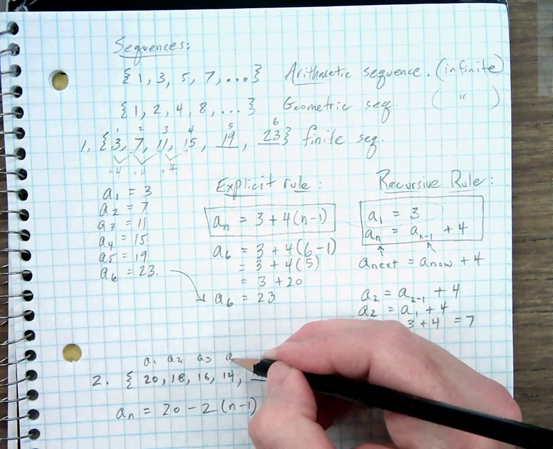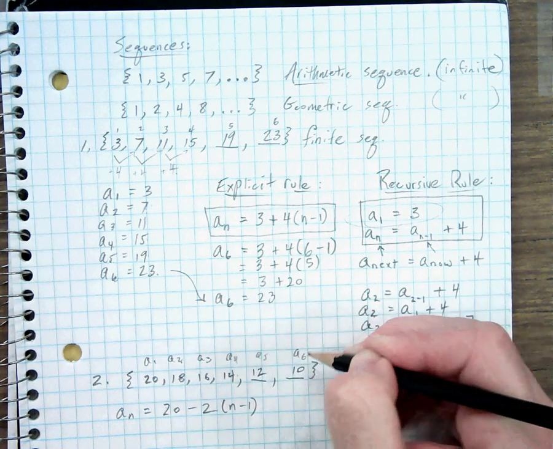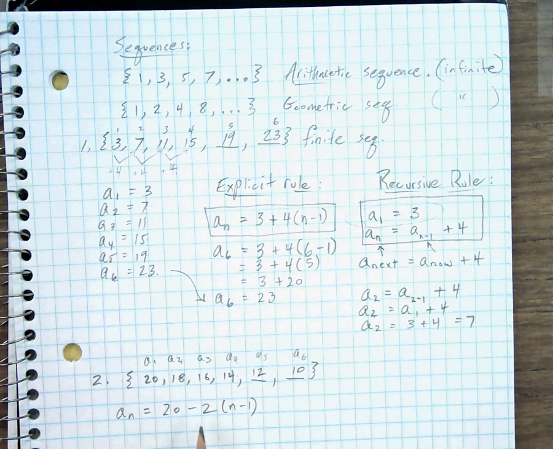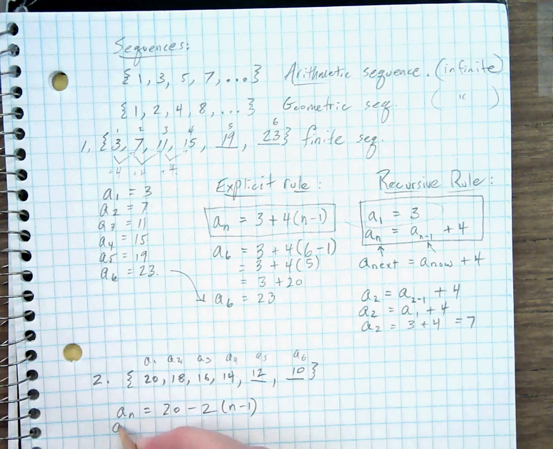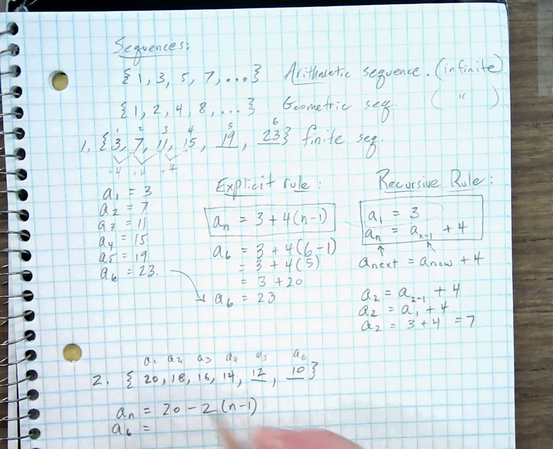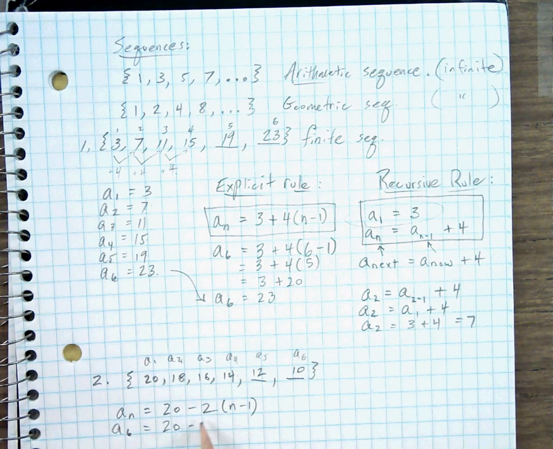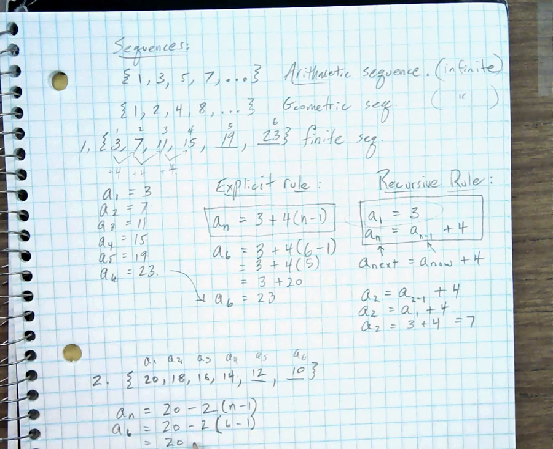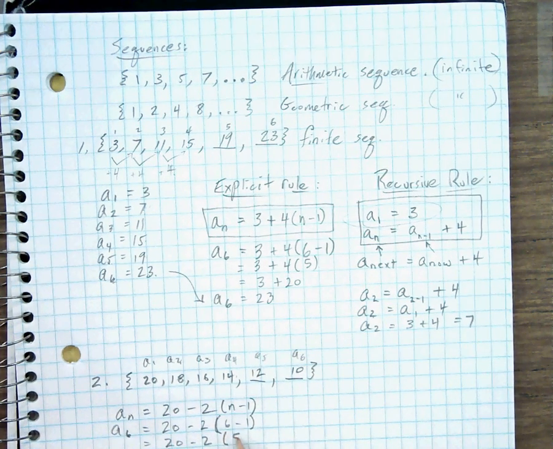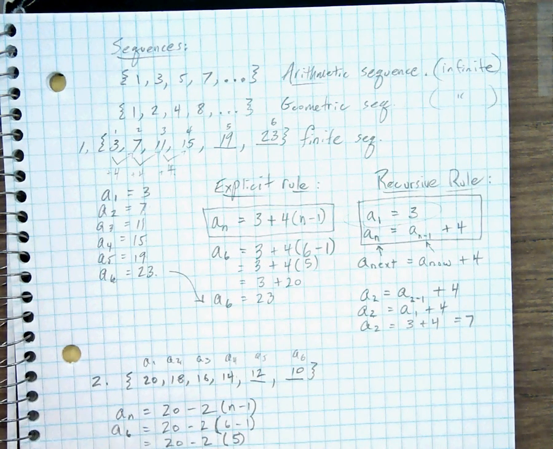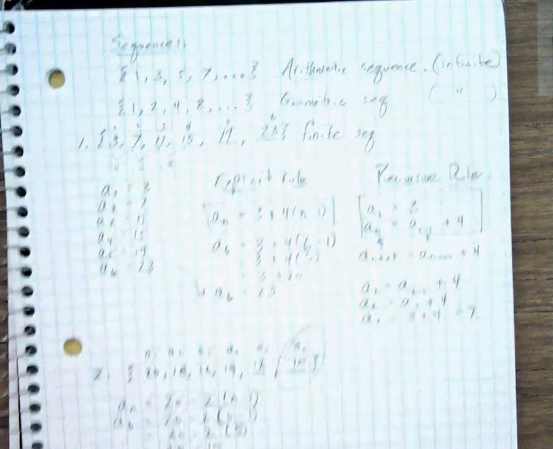All right, let's check it and see if it works. This is A4, A5, A6. So it's always smart to check it and make sure it's working. If I want the 6th number, I'm going to let n be 6. So this will be 20 minus 2 times 6 minus 1. Let's work that out. That's 20 minus 2 times 5, which is 20 minus 10, which is 10. So a sub 6 is 10, and that works out. So the rule works.